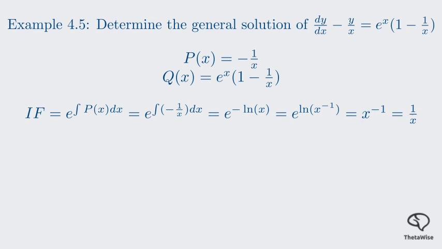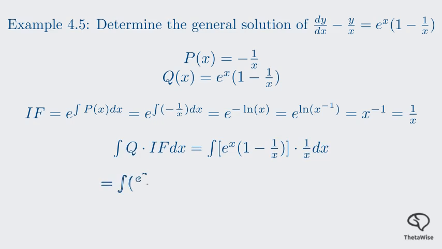Step 3, integrate Q(x) times the integrating factor. We need the integral of Q times IF. We multiply our Q term by 1/x. Let's expand the expression inside the integral. Multiplying through by 1/x, we get the integral of e to the x over x minus e to the x over x squared. Let's write this as two separate integrals.